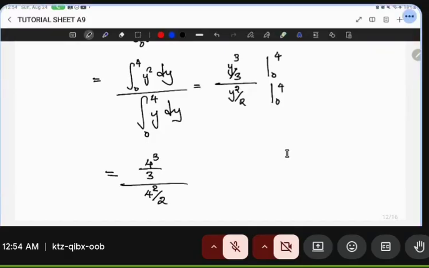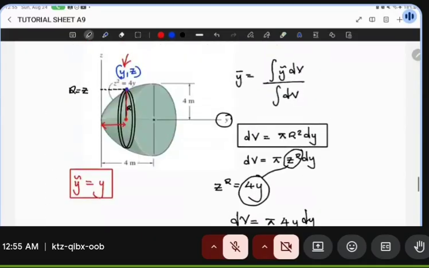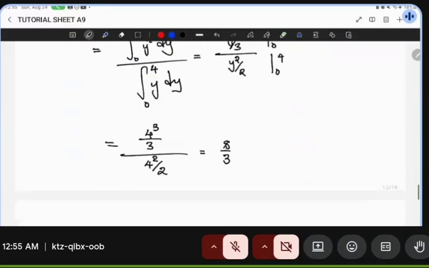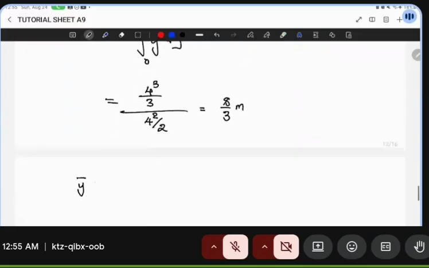What would be the answer here? Eight over 3? 8 over 3. And then the units. The lengths here were given in meters, so this has to be in meters as well. So there we have it. Y bar will be equal to 8 over 3 meters.